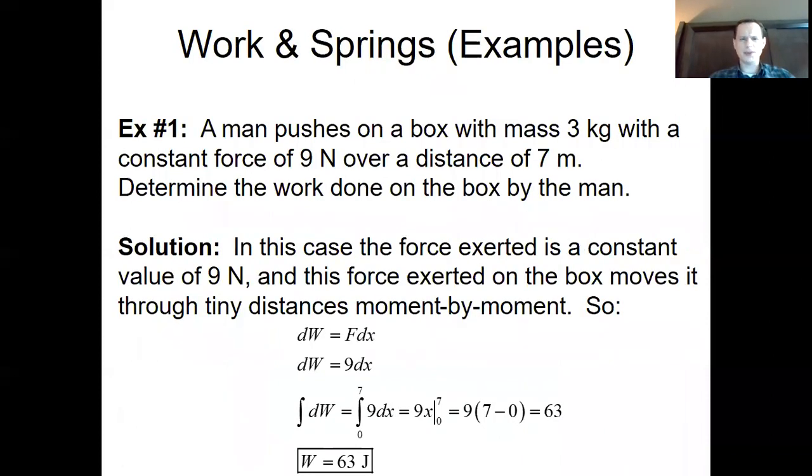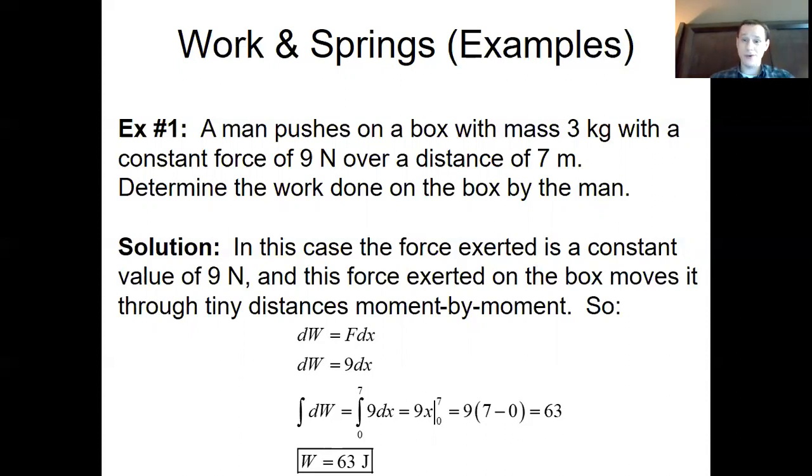So let's look at a couple examples before we go on. A man pushes on a box with a mass of 3 kilograms. So here's this 3 kilogram box. He's pushing it with a constant force of 9 newtons over an entire distance of 7 meters. Determine the work done on the box by the man.